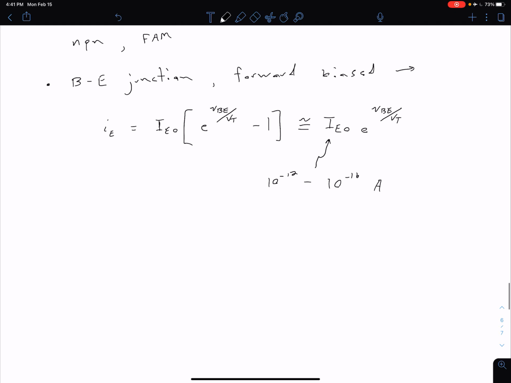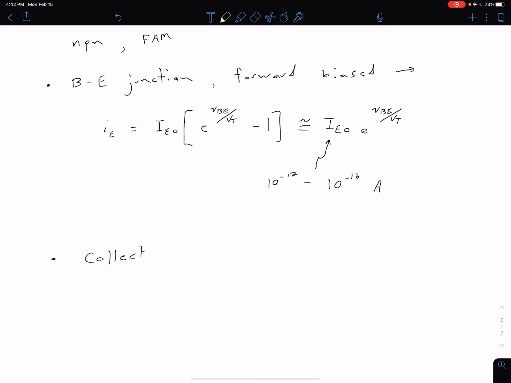So now let's talk about our collector current. We've talked about our emitter current, so now let's turn our attention to our collector current. We know that our collector current, I sub C, is ultimately going to be proportional to the number of electrons, so it's directly proportional to the number of electrons which are reaching the collector. And of course, if we're talking about a current, we're talking about per unit time, so charge over time. So the number of electrons reaching the collector per unit time.